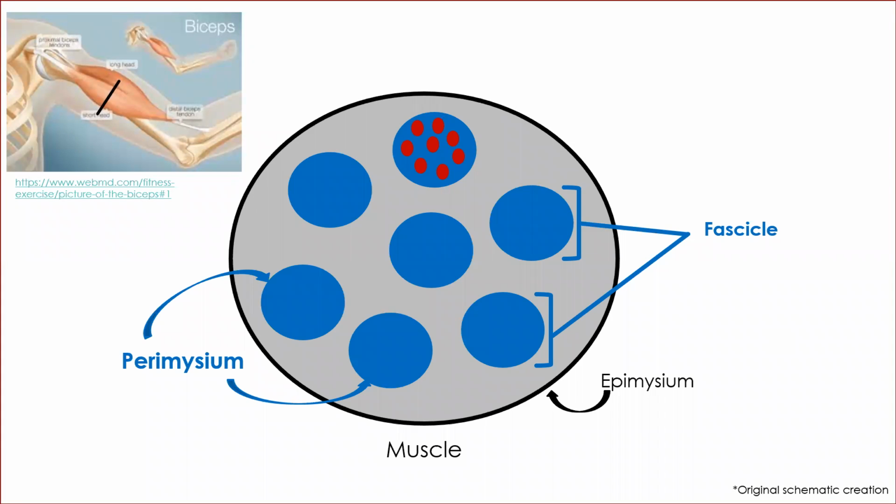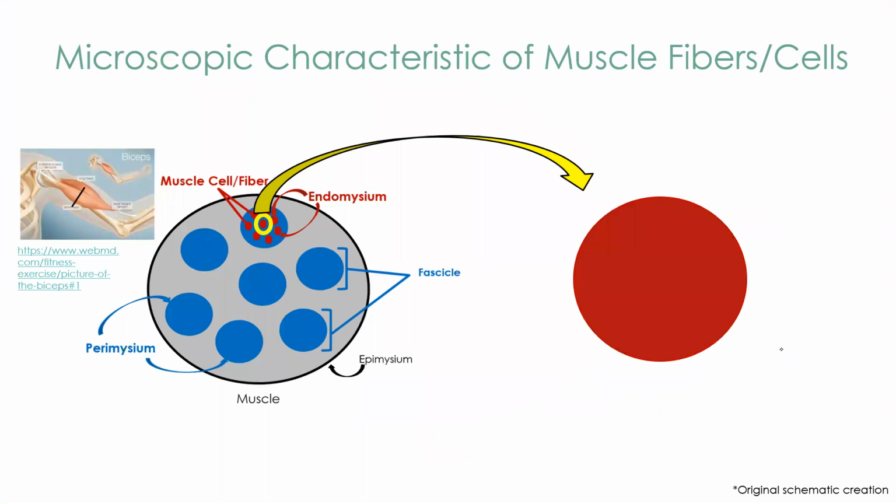If we look inside these fascicles, we're going to find even smaller subunits. Those subunits are individual muscle fibers or muscle cells, covered in a connective tissue covering called an endomysium. We're going to take one of those muscle fibers and blow it up and look at it. Now we're looking at the microscopic characteristics of the muscle fibers.